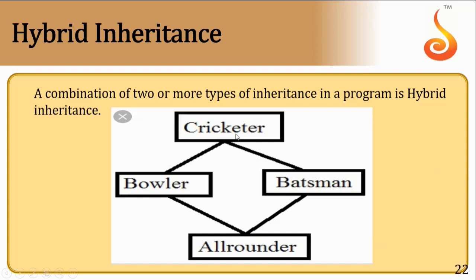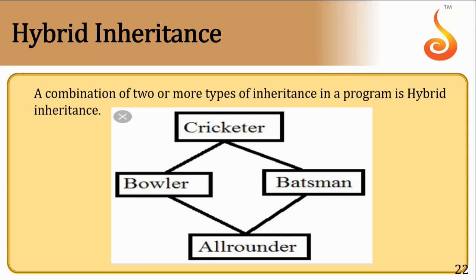See what are the things here? Cricket is the base class, and from that I am deriving two classes, bowler and batsman. So what is this called? This is hierarchical, right? Having one base class and deriving multiple derived classes from there. And then an all-rounder is a class which has two base classes, bowler as well as batsman. So it is a multiple inheritance. You have hierarchical and multiple inheritance here.